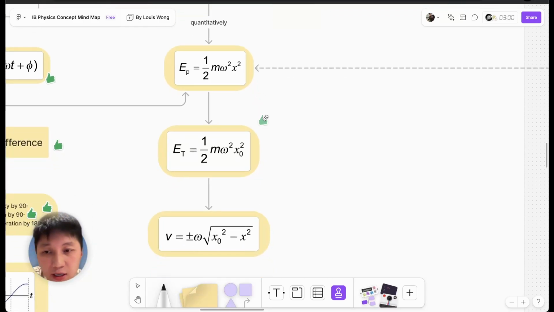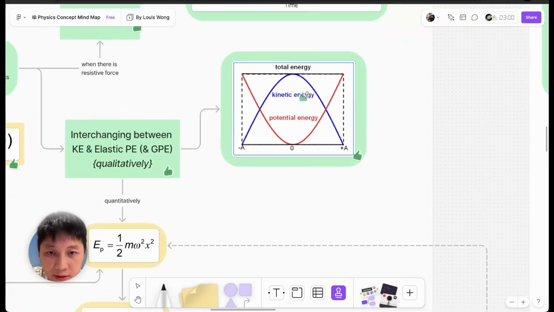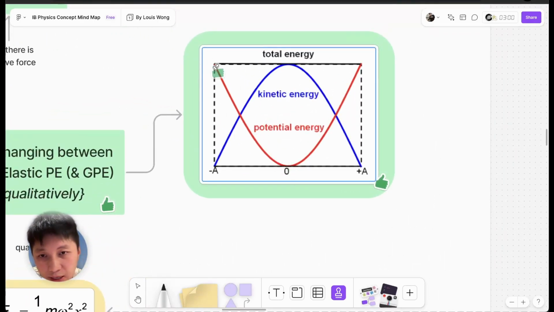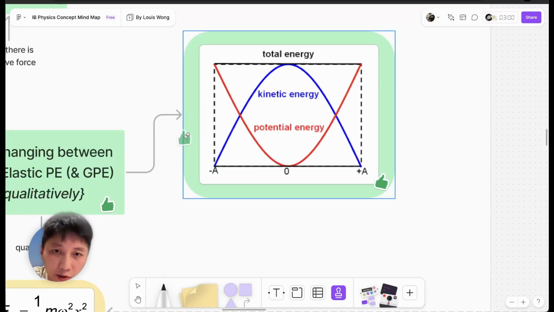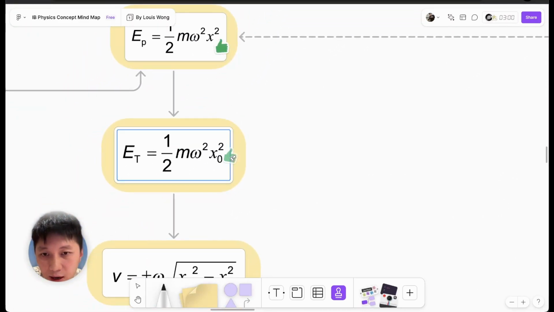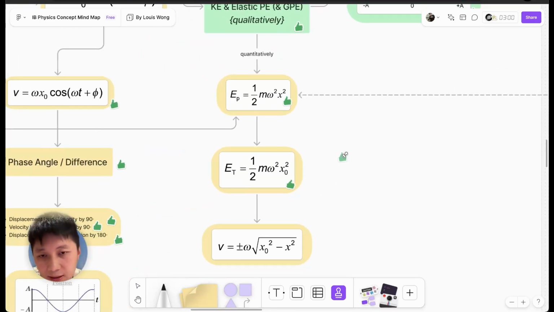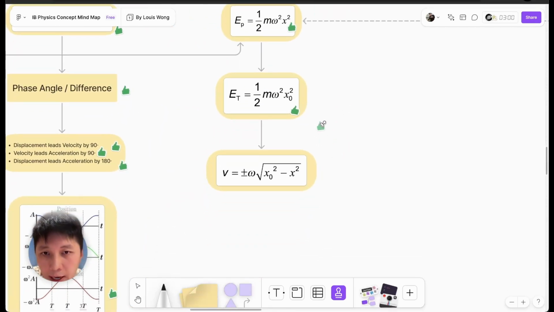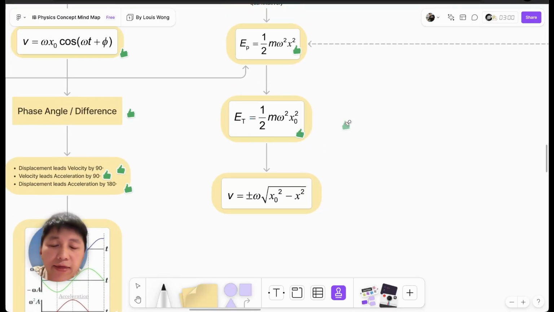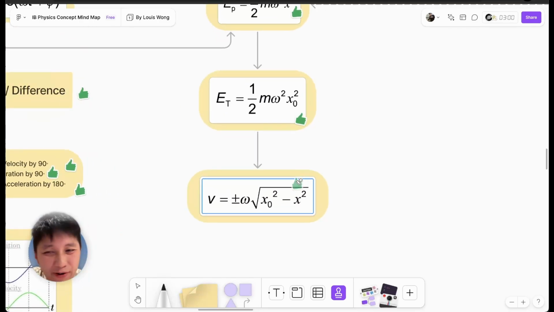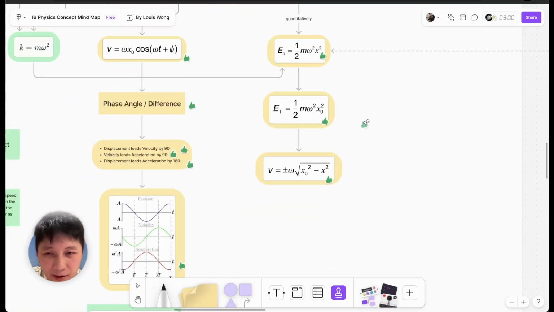As for the total energy, if you understand the qualitative idea, then when the potential is at maximum, that would equal the total energy, and that's why the equation is the same as potential, except that x is now x log. X log means the amplitude. And using this equation, you can also find the expression for kinetic energy, and then you can rearrange it and arrive at this last equation about velocity in the data booklet. It's a pretty interesting way you can derive it yourself if you need to.